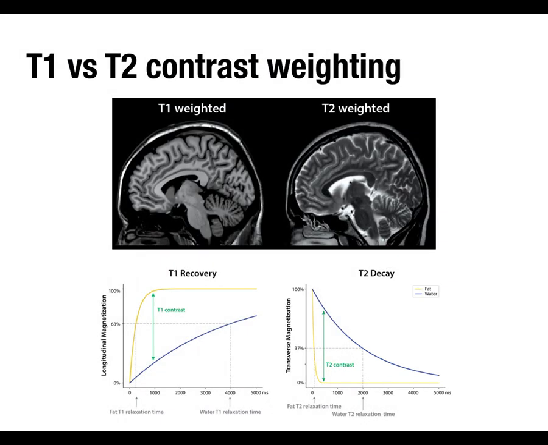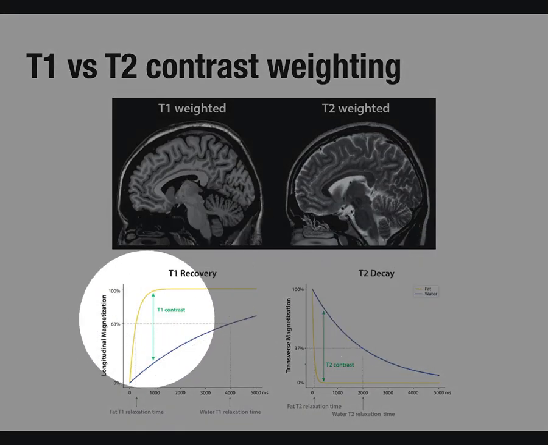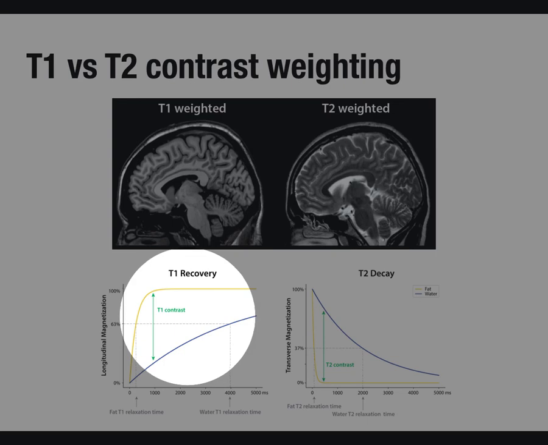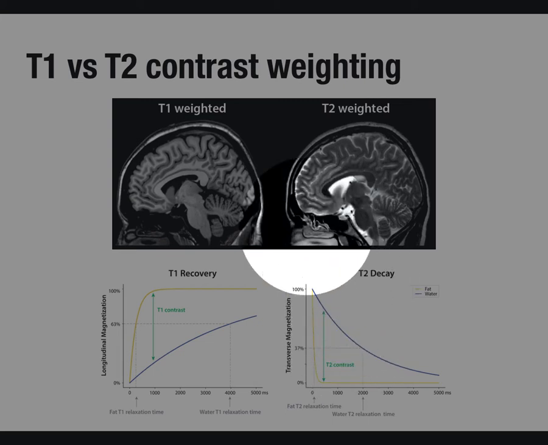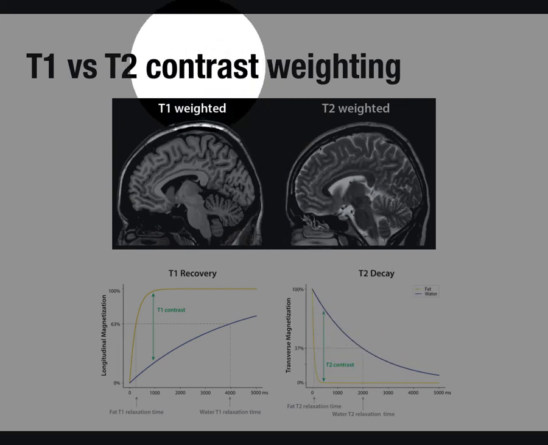So depending on whether you read out at, say, 900 or 300 milliseconds, your image is going to be more dominated by the T1 contrast or by the T2 contrast. And you can see that critically here, the yellow line is above the blue in T1 recovery, and the blue line is above the yellow in T2 decay. And so the T1 and T2 contrast weightings result in different images.